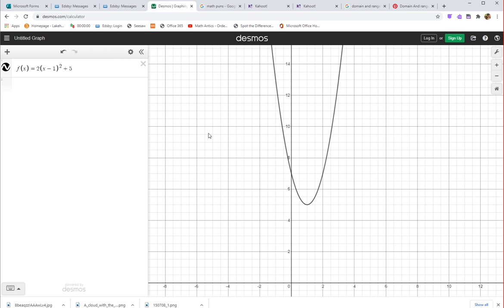So the domain could be anything. The x values, it's going to keep spreading out in either direction. The x values could be anything. The range, though, the y values we can have, anything above 5 and including 5 is good. That will be on our graph. But nothing below. The graph doesn't exist there.